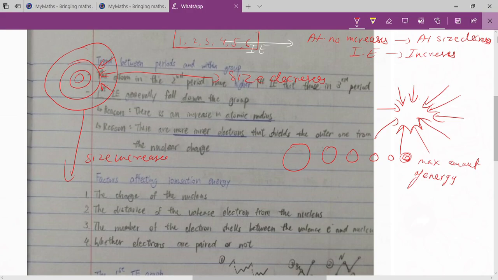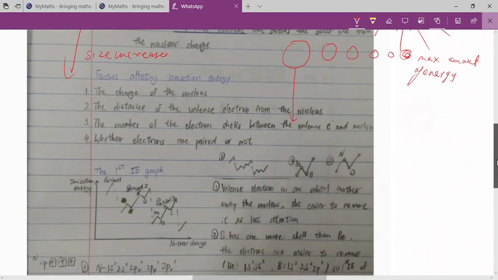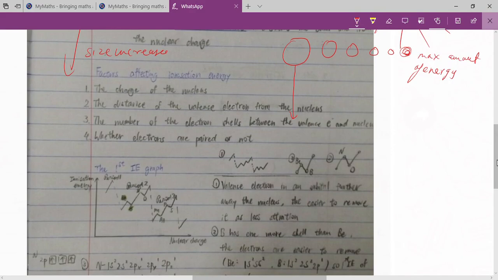And when atomic size increases, just see that if you are moving from up to down, okay? Left to right, atomic size is decreasing. So if you move from up to down, then atomic size increases, okay? Yes, that's right. And if atomic size increases, then ionization potential will decrease. Understand? Yes, this one I understood.